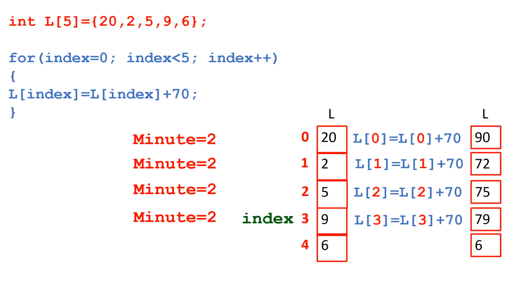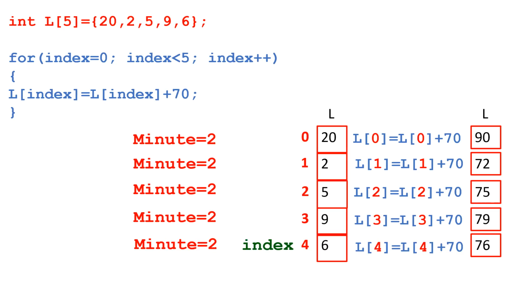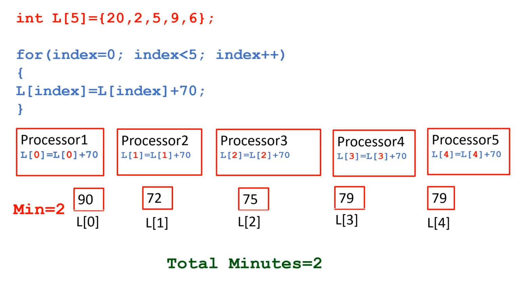And in the same way, when the index comes to 3, it will add 70 to 9, and when the index comes to 4, it will add 70 to 6. So for doing these 5 steps, it will take a total of 10 minutes. A total of 10 minutes will be taken for completing this task.